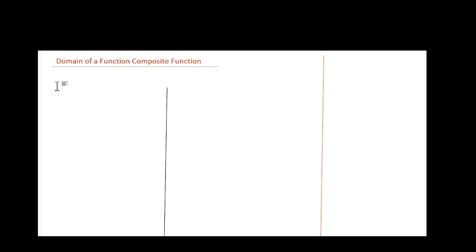How do you find the domain of a composite function that combines a logarithm and quadratic functions? Let's have, for example, our f of x equal ln x and our g of x equal x squared minus 3. Find the domain of f of g.